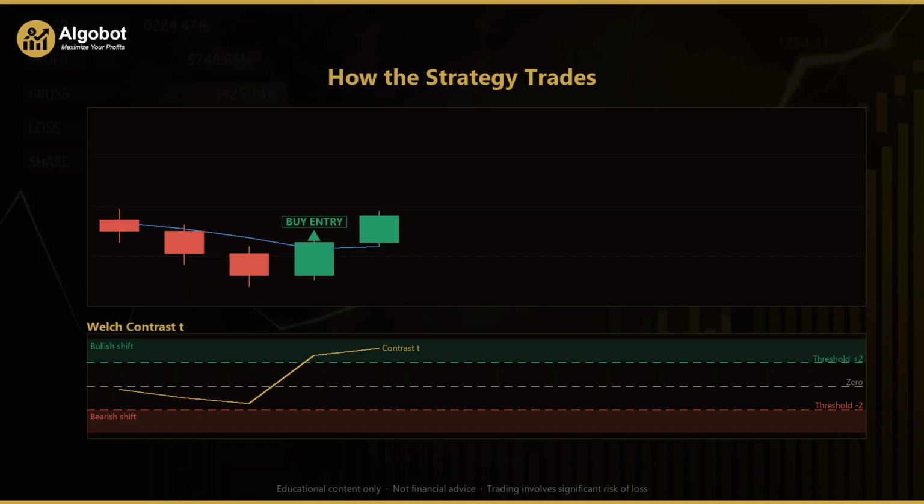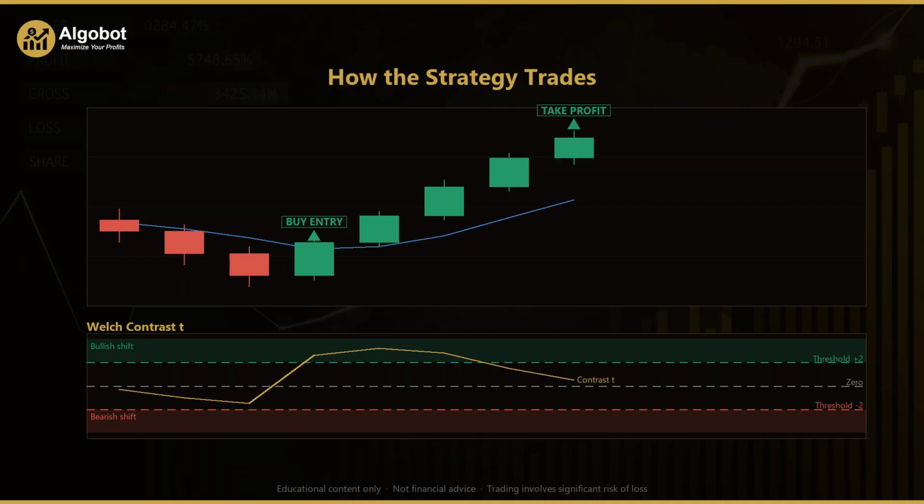Then comes the turn. On the reversal candle, price stops falling and pushes back up with a strong bullish body, and it closes back above the trend EMA. At that exact moment, the recent window of returns separates sharply from the prior window. The drift has genuinely changed character. You can see the contrast oscillator leap upward and make a fresh cross above the +2 threshold. That combination, a fresh up cross with price now above the trend EMA, is the long condition, and the buy entry marker prints right there on the reversal candle.